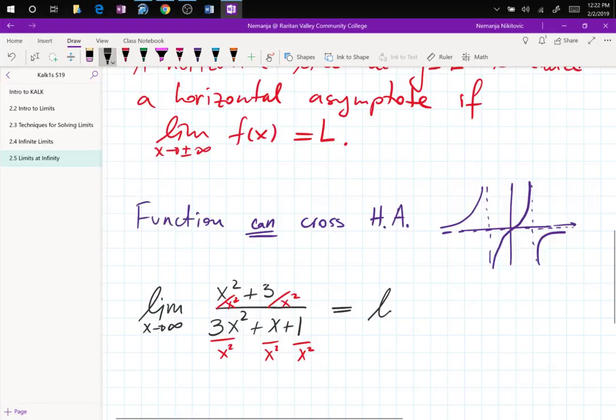Now, what happens in the next step is some of these cancel. So now I have 1 plus 3 over x squared, over, x squared and x squared cancel, so I have 3 plus 1 over x plus 1 over x squared. So we use just some rudimentary algebra there. The question is, how much is 1 divided by infinity?